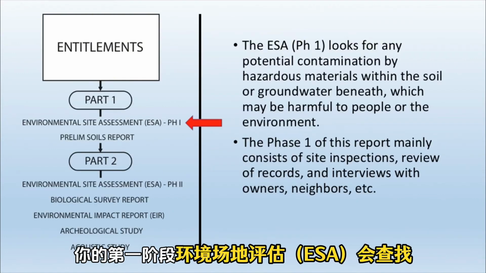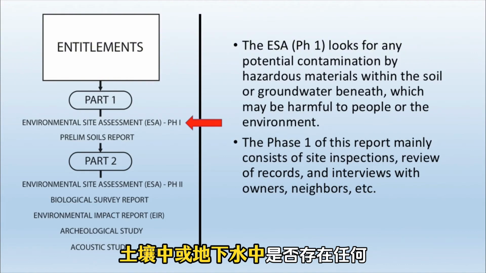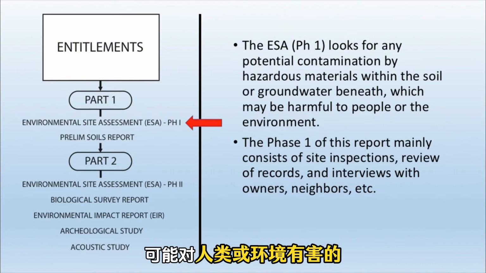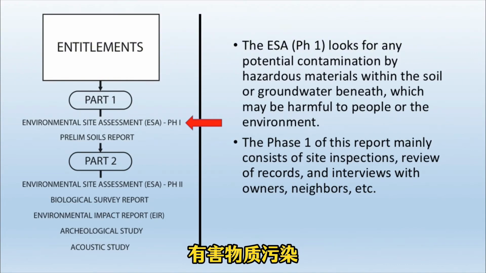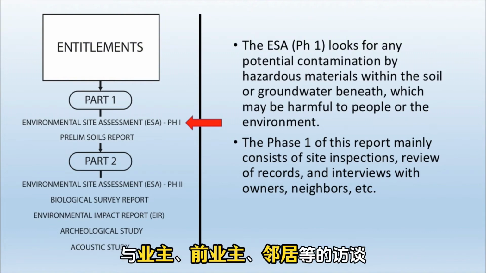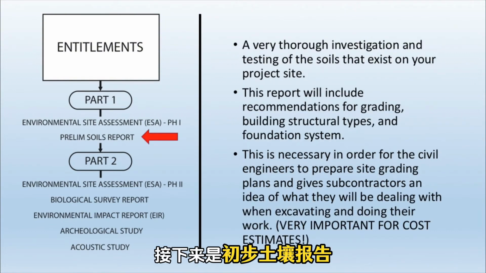Your ESA, or environmental site assessment, phase 1, looks for any potential contamination by hazardous materials within the soil or groundwater beneath, which may be harmful to people or the environment. The phase 1 of this report mainly consists of site inspections, review of records, interviews with owners, previous owners, neighbors, etc. Next up is the prelim soils report.